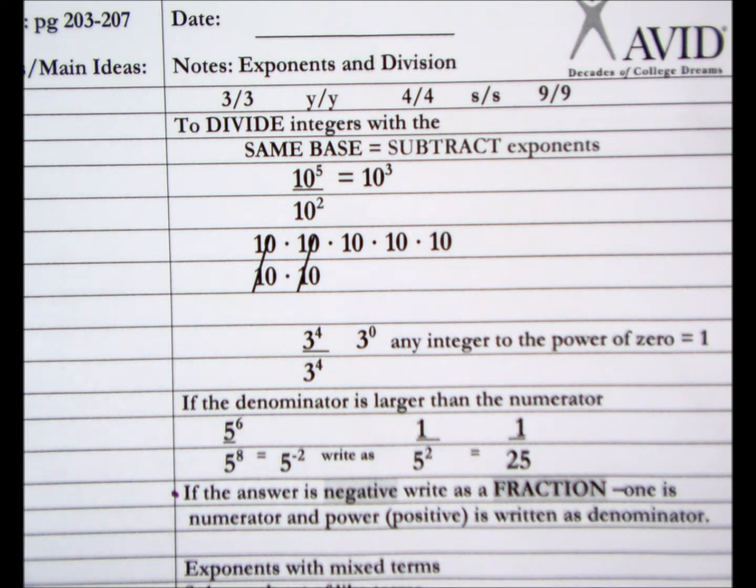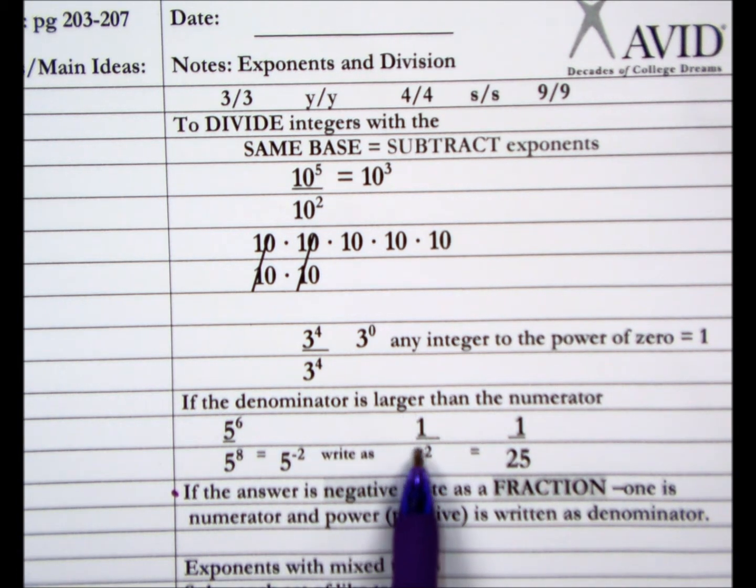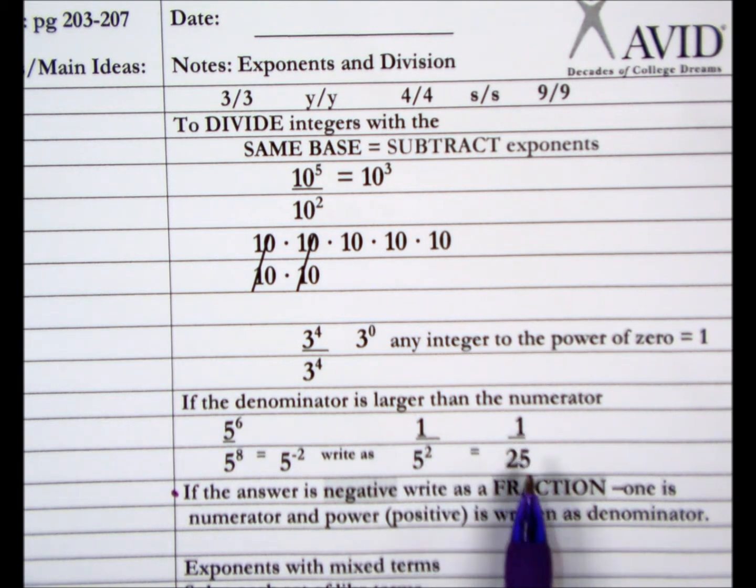Now, sometimes the denominator is larger than the numerator, and so you get a negative exponent. Here's an example. 5 to the 6th power divided by 5 to the 8th power. So 6 minus 8 is going to equal negative 2. But they don't like you to write 5 to the negative 2 exponent, or negative square exponent. Instead, they have you write 1 over 5 squared. And you drop the exponent, which equals 1/25.